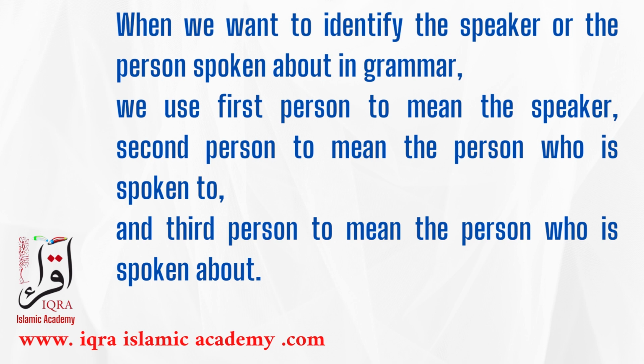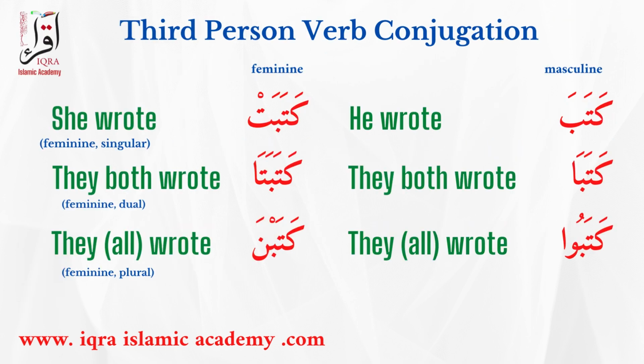When we want to identify the speaker or the person spoken about in grammar, we use first person to mean the speaker, second person to mean the person who is spoken to, and third person to mean the person who is spoken about. These are things which we learned in the previous lesson, personal pronouns. Now, in this page, we will learn about the third person verb conjugation for the past tense.